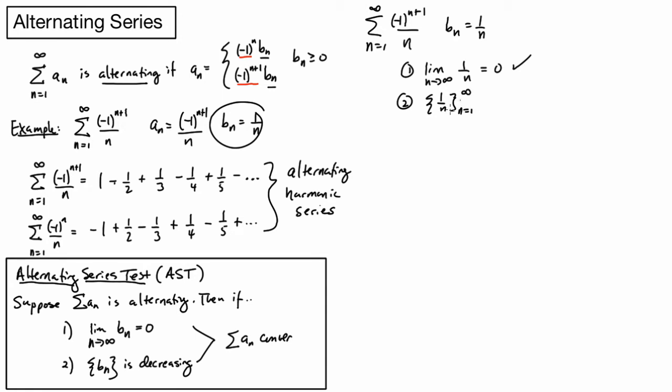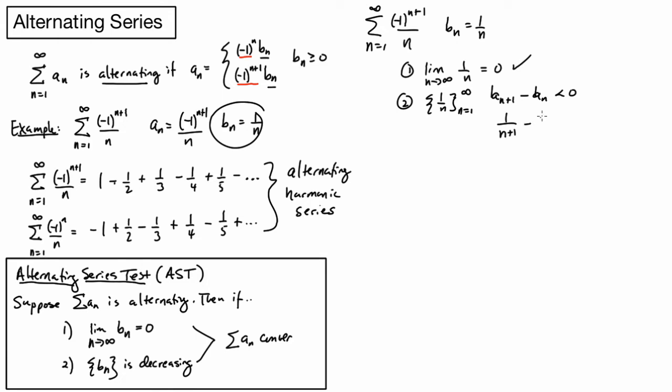And the other thing I need to check is, is this a decreasing sequence? You can clearly see that, but remember, one of the ways that we can check to see if a sequence is decreasing is by thinking about the value of a_(n+1) minus a_n. That should be less than 0 if it's decreasing. a_(n+1) is 1 over n plus 1. So in this case, it would be b_(n+1) and b_n.